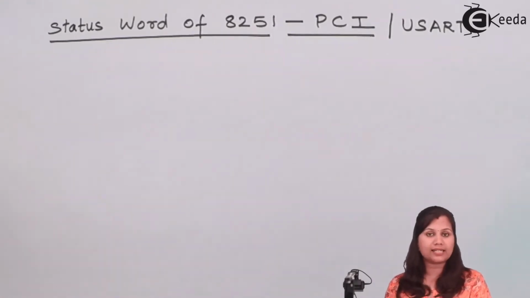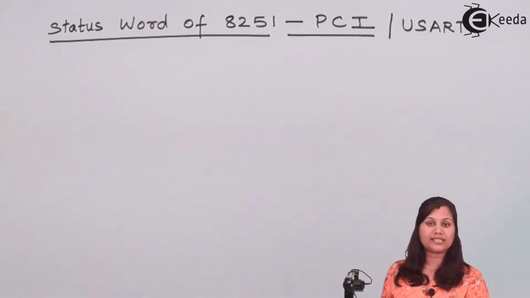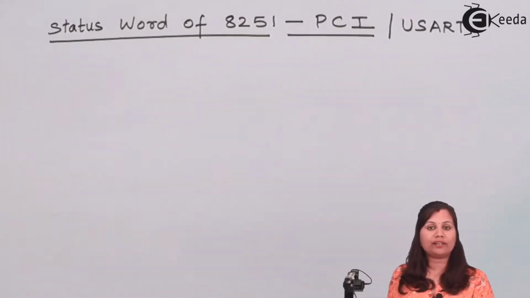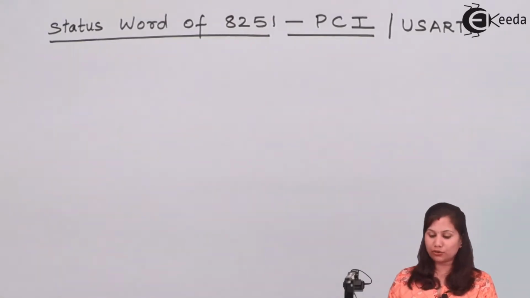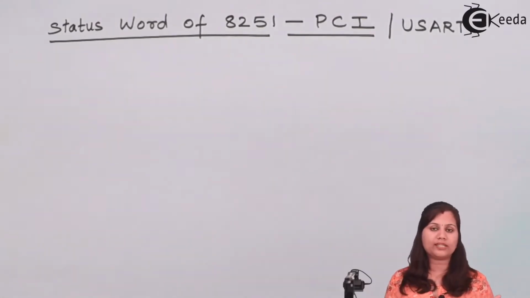whereas with the status word, whenever the microprocessor wants to read the status of the 8251, the status of the flag registers or the status of the various pins of 8251, it reads the status through this status word. So in this video, we will study the status word of 8251, and what the 8 bits of the status word define.